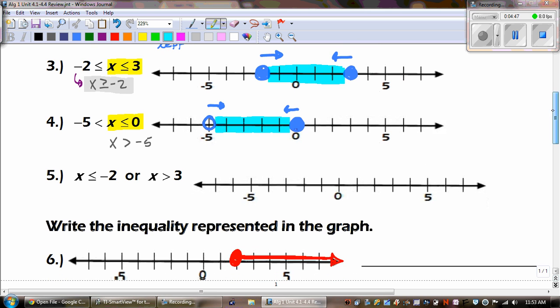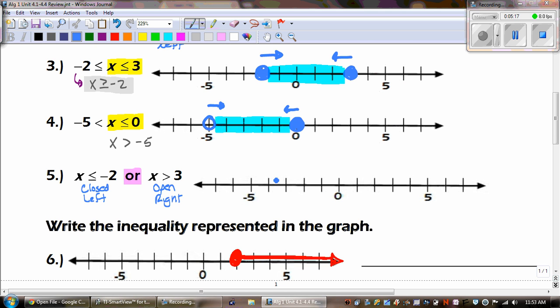All right, number 5. Number 5, there's a key word right there, and it's or. Okay, so we have 2 inequalities. At -2, x is less than or equal to -2. It's closed, and we shade to the left. And at 3, that's the greater than symbol, which means it's open, and we shade to the right.